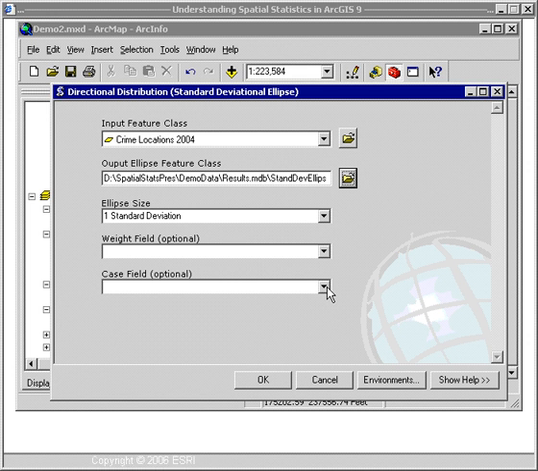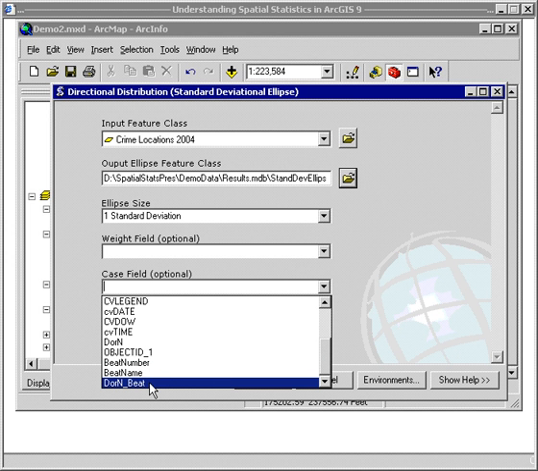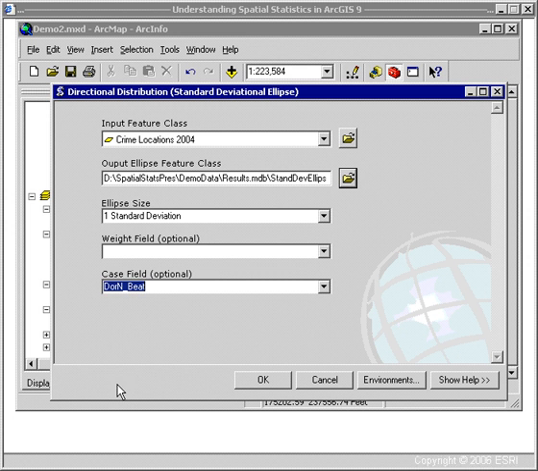Now in this situation, I want to use a case field. That's my grouping value that specifies the time and the beat in which my crime occurred. And that column is this D or N underbar beat column. Even though this analysis only takes about 40 seconds to run, I wanted to set up some symbolization to best communicate my results. So I've already run this analysis.